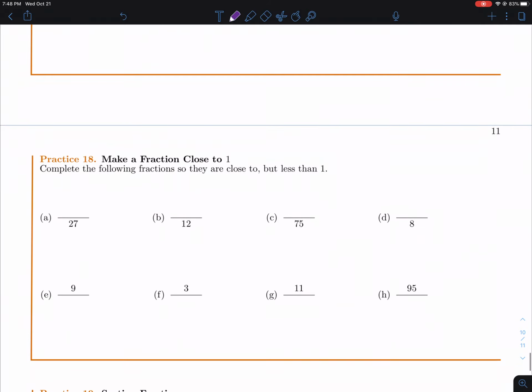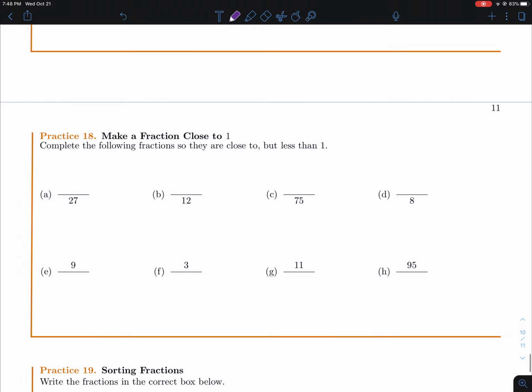And then same thing for 18. We're trying to get as close to 1 as we can get, but again, we want it to be less than 1. So for 27, I don't want to put 25 because yes, it is less than 1, but there's a better number that I can use in that case. I can use 26. So I want to use the biggest number that I can get that gets me to that answer.